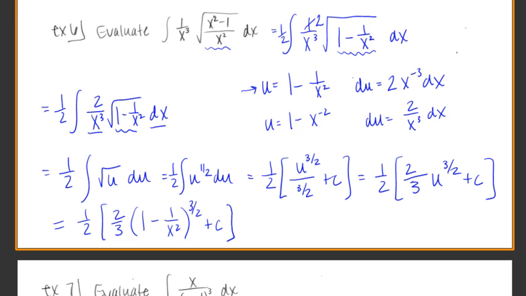So now let's just clean this up and we're done. A half times 2/3 would be 1/3. 1 minus 1 over x squared to the 3/2, and a larger constant, c. And there's your answer. All right, let's go on to the next two examples.